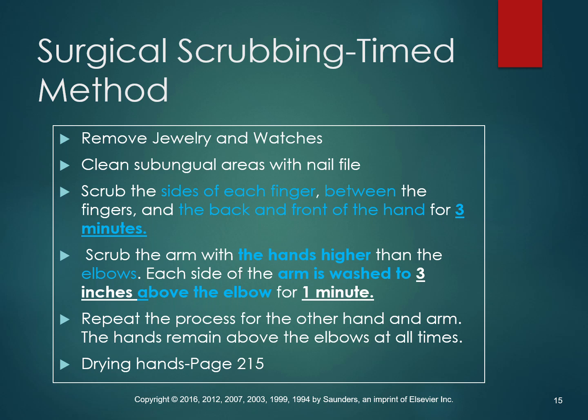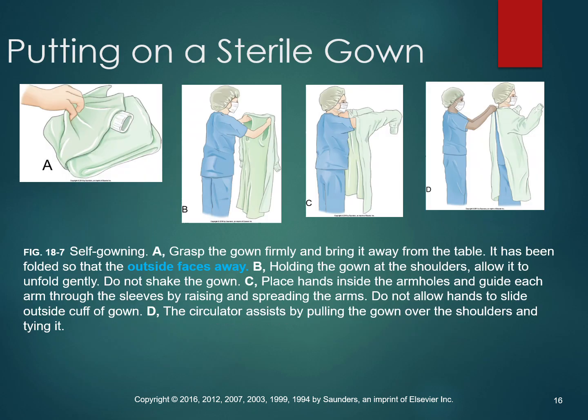Scrub the arm with the hands higher than the elbows. So that's important. Hands higher than elbows. Each side of the arm is washed to 3 inches above the elbow for 1 minute. You repeat the process for the other hand and arm, and then the hands remain above the elbows at all times. And then we just talked about the drying method then.